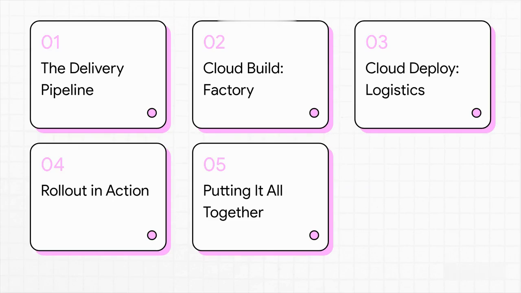Okay, here's our game plan. We'll start with the whole concept of a modern delivery pipeline. Then we'll dive deep into the two key tools that make it all happen. Cloud Build, which we'll think of as our code factory, and Cloud Deploy, our logistics network. Then we'll see a rollout happen in real time. And finally, we'll put all the pieces together into one powerful blueprint.